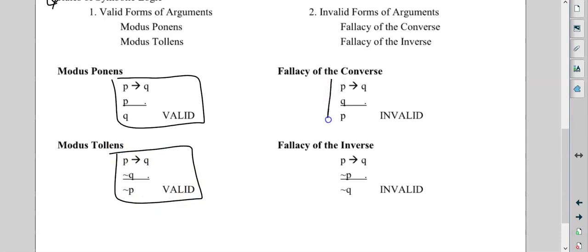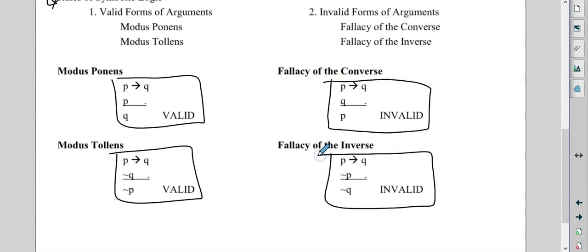So these are the structures, the breakdowns of that. And then the fallacies of converse and inverse, we have if P then Q. Just because we have Q does not guarantee P. So that's an invalid argument. And then here, if P then Q, not P does not necessarily give you not Q because there are alternatives. Also, real quickly, you can abbreviate these instead of writing this all out with just MP and MT. Okay.